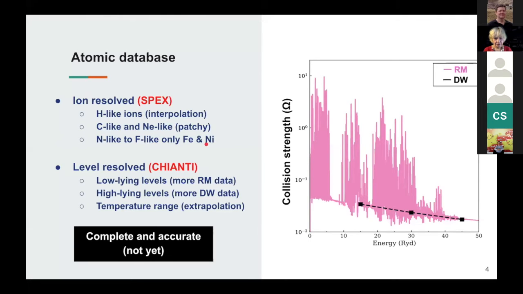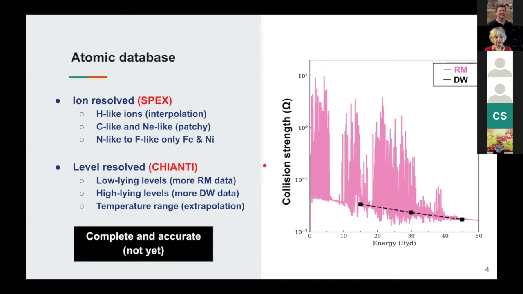Of course, we are talking about high-resolution X-ray spectra at the moment, so we are also very interested in many resolved lines. Now I take a look at the level-resolved atomic data in the Chianti database, and I see a pattern there. We actually have more R-matrix data for the low-lying levels and more distorted-wave data for the high-lying levels.